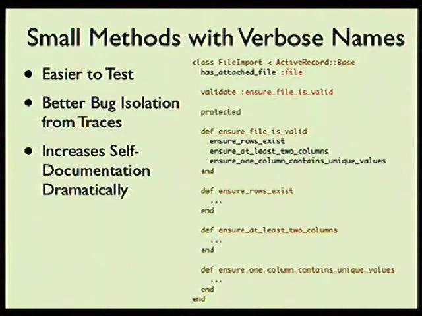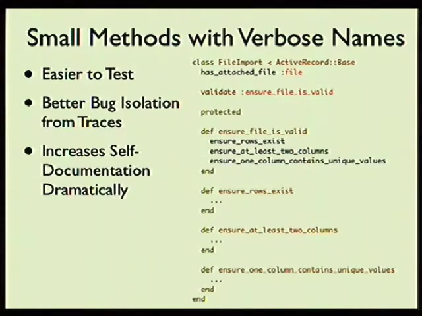Now, in terms of just bread and butter refactoring of models, this is probably the most important thing. This is what I did a lot of in those two projects. Try to use small methods. I mean, this is a Ruby thing in general, but I think it's especially important in models. And if you do create the small methods, try to make them have verbose names.